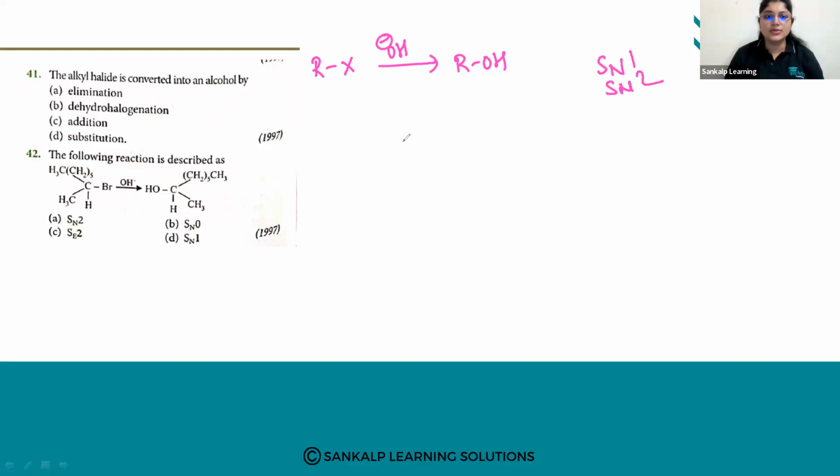Anvita Komal is saying option D. Yes, option D is the right answer. So it will undergo a substitution reaction, because if RX is a primary, then it will undergo an SN2 mechanism.